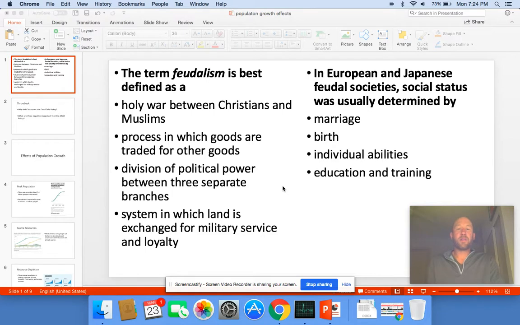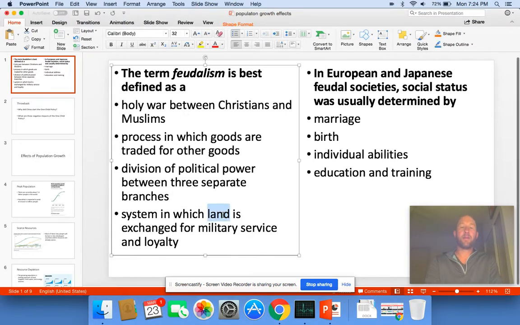The term feudalism is best defined as: a holy war between Christians and Muslims, process in which goods are traded for other goods, division of political power between three separate branches, system in which land is exchanged for military service. I hope as you look at these, land stands out because we know that feudalism was a system based on land ownership and the relationship to land, whether you're a peasant, a knight, a noble, or a king.